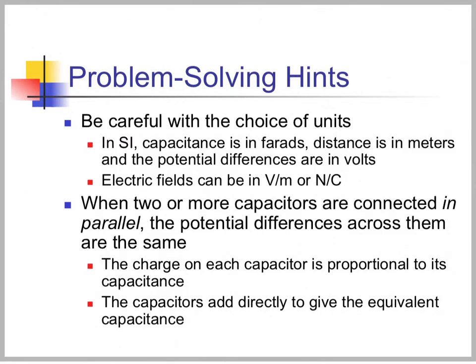Some problem-solving hints when dealing with capacitors. Be careful with the choice of units. In SI, capacitance is in farads, distance is in meters, and potential difference is in volts. Electric fields, remember, can be volts per meter or newtons per coulomb. When two or more capacitors are connected in parallel, the potential differences across them are the same. The charge on each capacitor is proportional to the capacitance, and the capacitances add directly to find an equivalent capacitance.